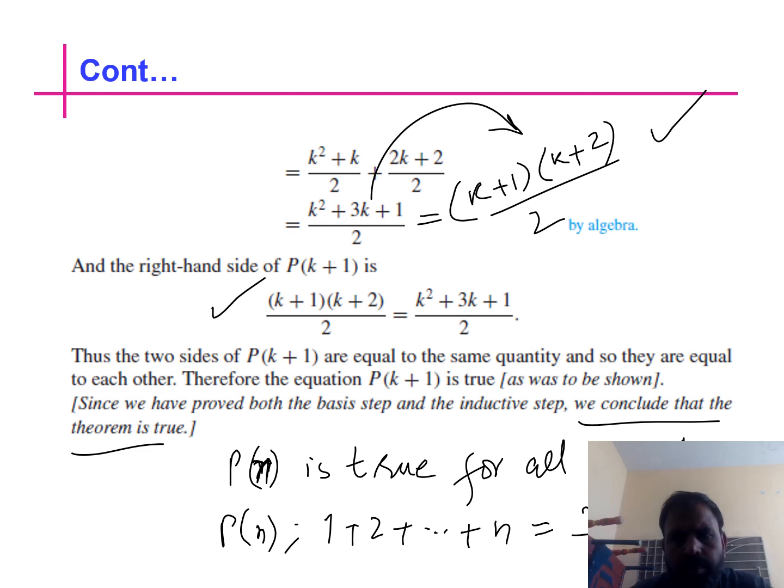And the right hand side of p of k plus 1 is k plus 1 into k plus 2 by 2, which is equal to k square plus 3k plus 2 by 2. Thus the two sides of p of k plus 1 are equal to the same quantity, and so they are equal to each other. Therefore the equation p of k plus 1 is true, as was shown. Since we have proved both the basis step and the inductive step, we conclude that the theorem is true: p of n is true for all n. If we summarize this theorem, as I have already discussed in previous slides, there are three steps: n is equal to 1, n is equal to k, and n is equal to k plus 1. We prove for all these values.